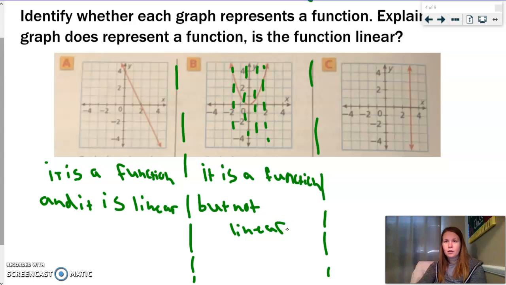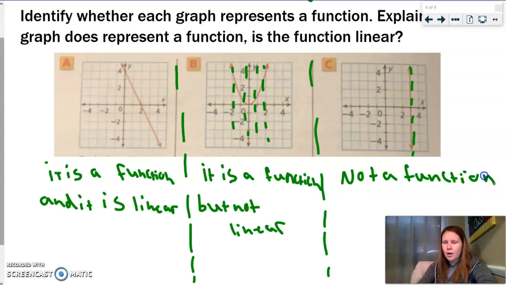All right. Now this one's tricky, the C here, because if I created a vertical line test to decide if it's a function, well, it is not a function. But it is a straight line. But because it's not a function, I can't even talk about it being a linear function. So no function just means none of it. Even though it is a straight line, it's not a function, so I can't call it a linear function.